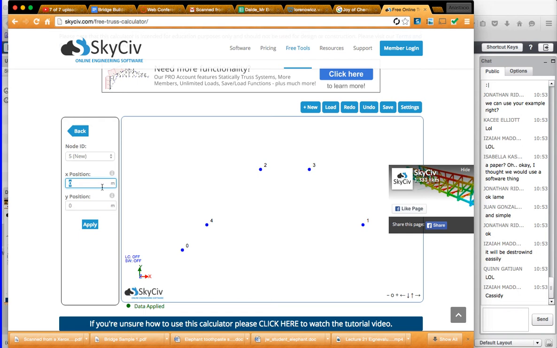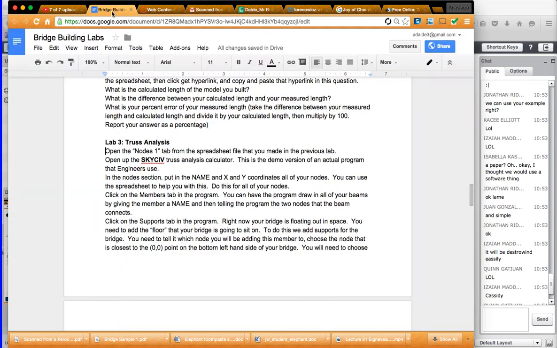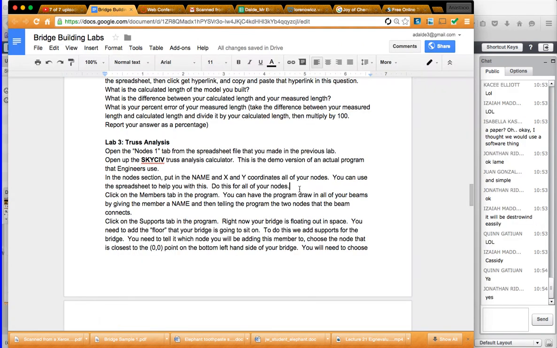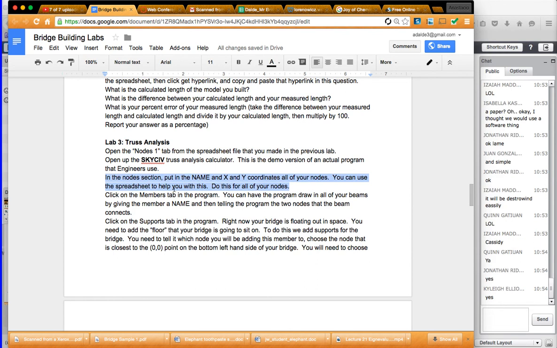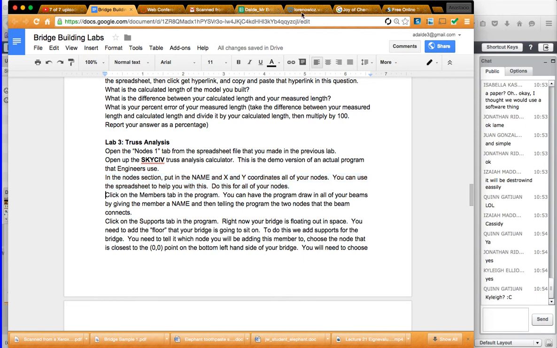Now, does it draw a line? Well, okay, so that would be naming your X and Y. You put in the name and the X and Y coordinates of your node. You can use a spreadsheet to help you do this. Do this for all your nodes. Okay. Next, press the back arrow.